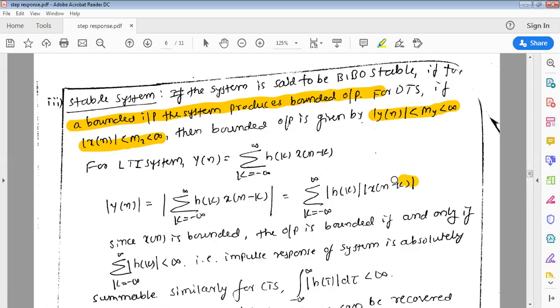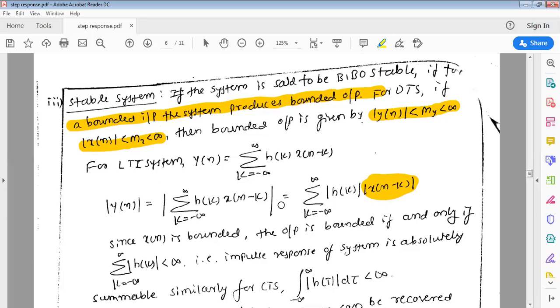Here we have assumed that x of n minus k, the input, is strictly bounded. So the input doesn't go out of the bound. So when y of n should be bounded, you must know that the sum of modulus of h of k should be less than infinity. So if it becomes infinity, even though x of n is bounded, the output will become infinity.